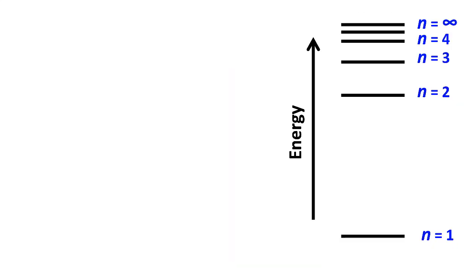And here is a streamlined version of this. Energy increases going upward. Lowest energy level is n equals 1. Next energy level is n equals 2. It's higher than n equals 1. N equals 3 is higher yet. 4, 5, 6 increasingly higher energies, and we eventually get to the infinity energy level.